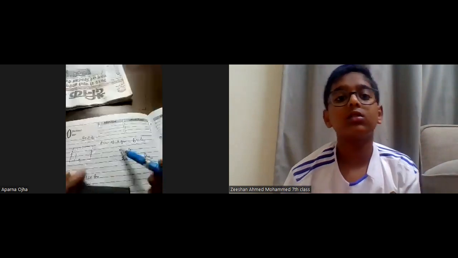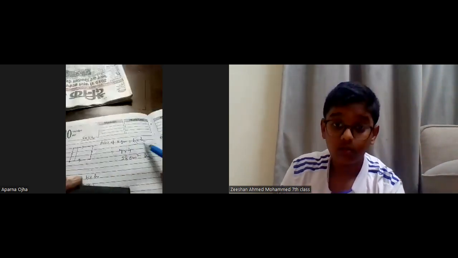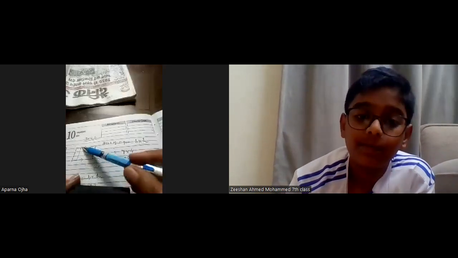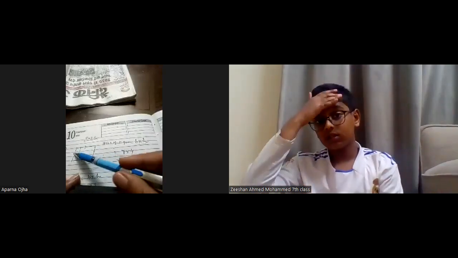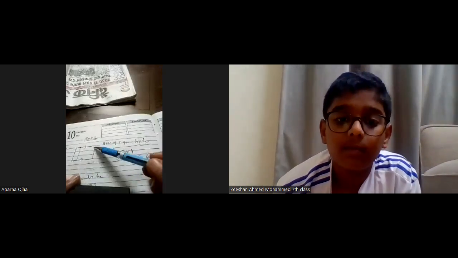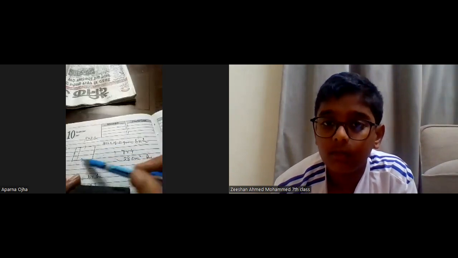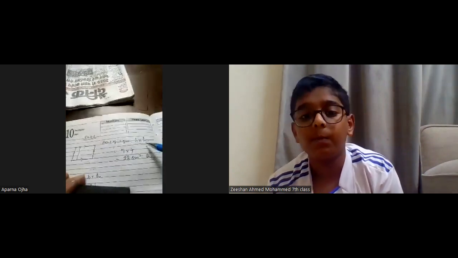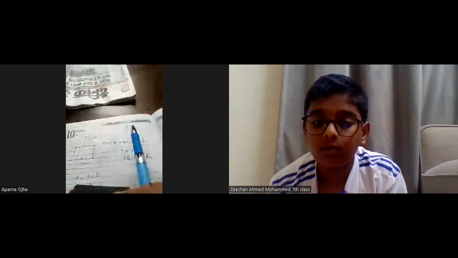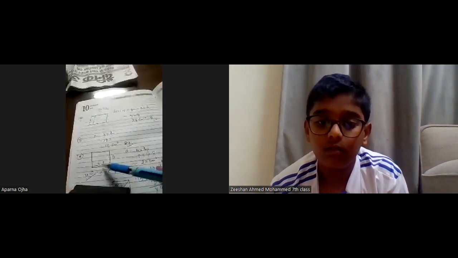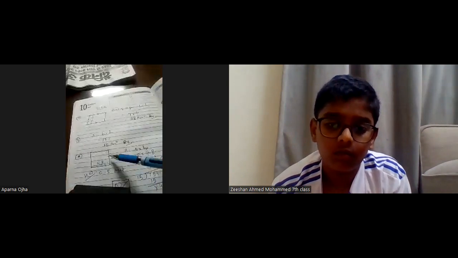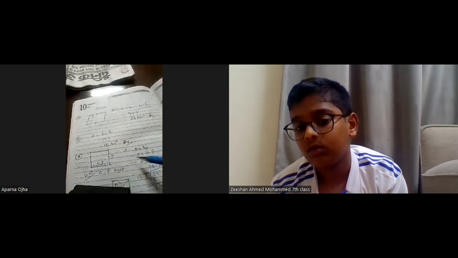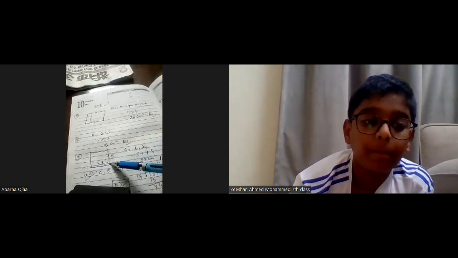How can we find the area of the parallelogram? What is the formula? Base into height. This is the base and the corresponding height. Suppose we are using this height, which base do we have to take? This base we have to use: the base and the corresponding height, which should touch the base. That we have to take. So the formula for the parallelogram is base into height. Here also, one question is given. Suppose this is 4.8 and this is 5. So the base is 5 here, and this height 4.8 we have to take. 5 into 4.8: base and the corresponding height. This we have to take.